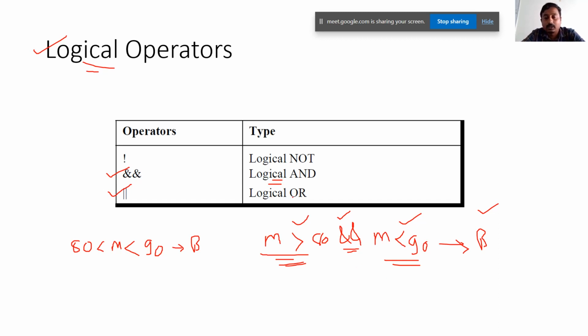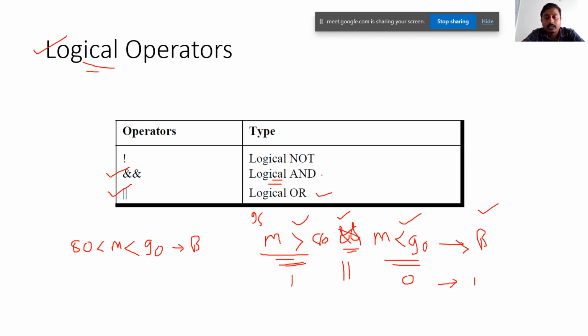In case of a logical OR, what will happen? If any one of the condition is true, the result will be true. So if we replace this AND with OR, what will happen? If M is greater than 80, let's say he scores 95. So 95 greater than 80, yes, true, so it will return 1. And M is 95 less than 90, false. So here we have 1 or 0, the result will be 1. So this is regarding logical OR.